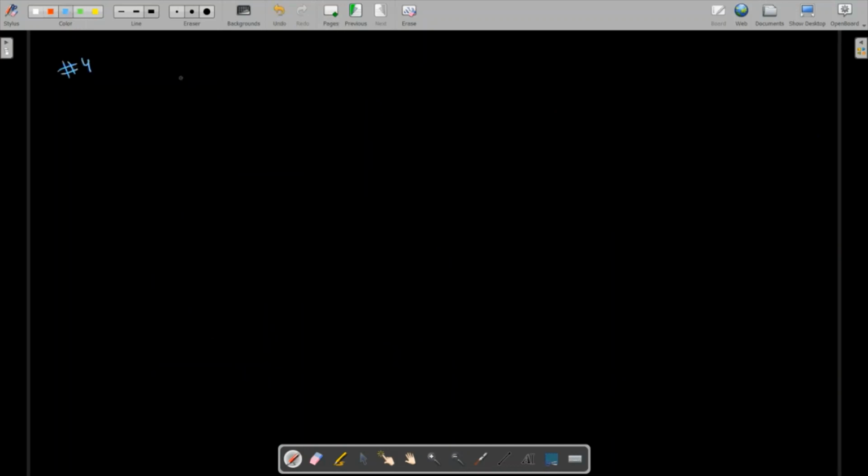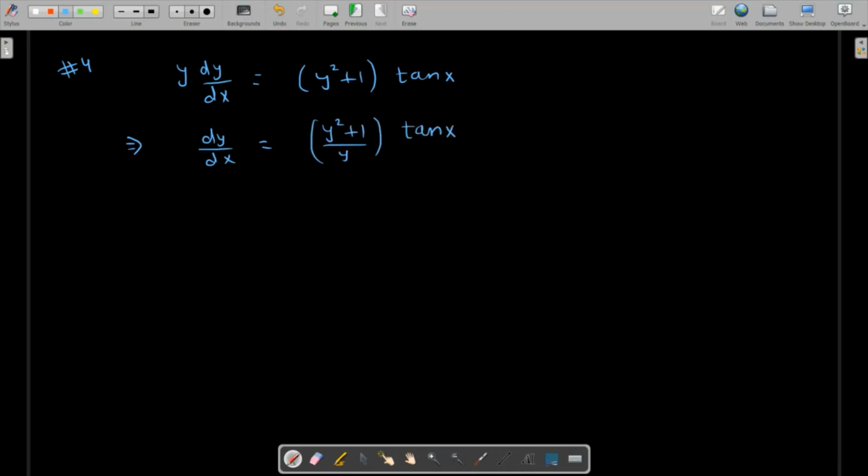So this one is y dy/dx = (y² + 1) tan x. So we have a trigonometry function over here. Again, the drill remains the same. Clubbing all the y's together, so dividing both sides by y. So we have (y² + 1)/y, and tan x remains as it is. Clubbing all the terms of y's with dy and of x's with dx, I'm going to multiply both sides by dx.